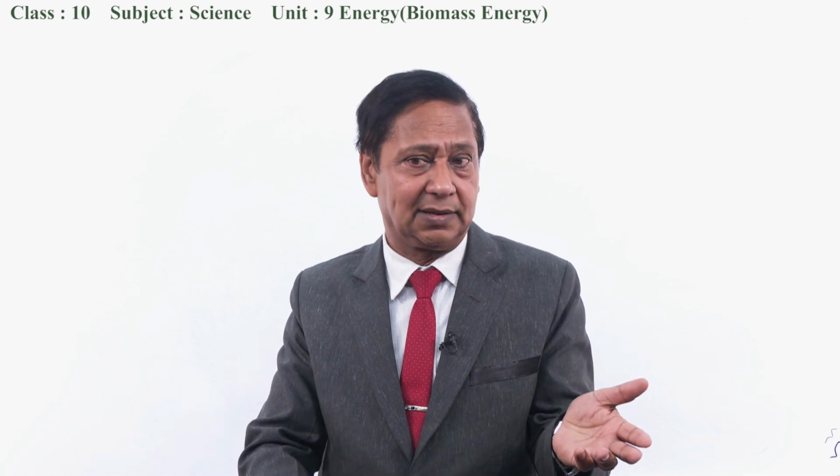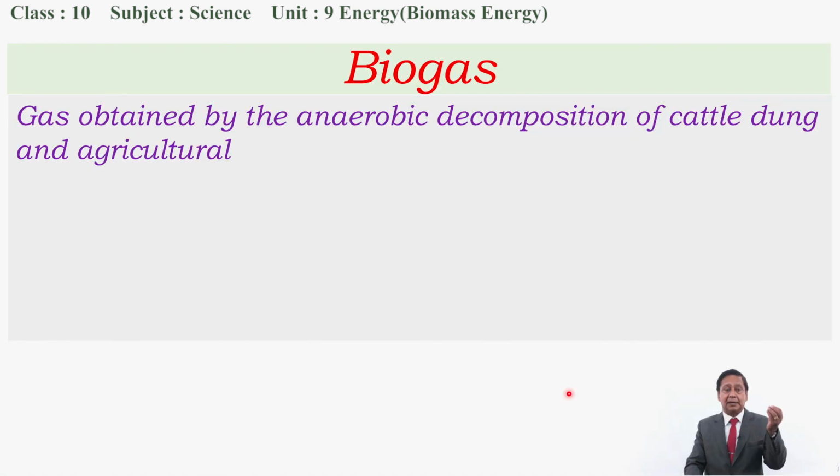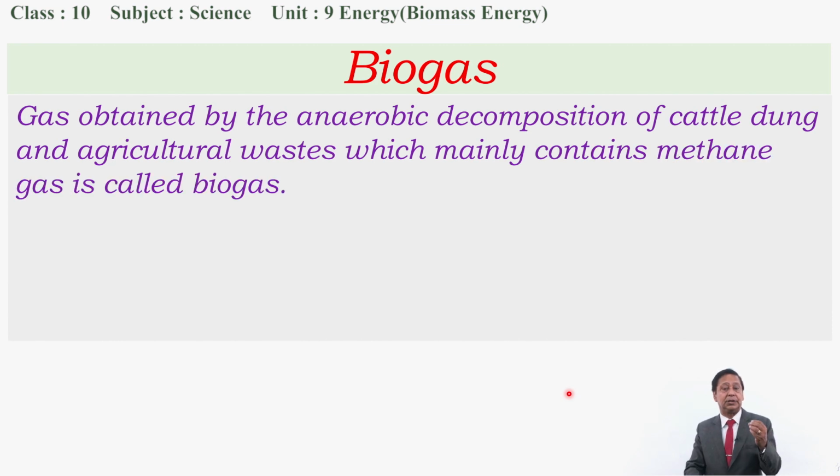Exactly, what is biogas? We can define biogas this way. Gas obtained by the anaerobic decomposition of cattle dung and agricultural waste, which mainly contains methane gas, is called biogas. Look at this definition. 3 points are highlighted. First, the raw material is told: agricultural waste and cattle dung are the raw material for biogas, and the process is also told: anaerobic decomposition is used in making biogas. And third, it gives the gas which contains mainly what? Methane. And this way we can define biogas.